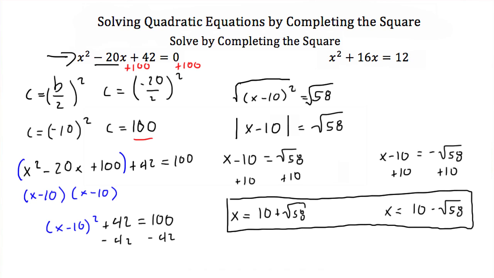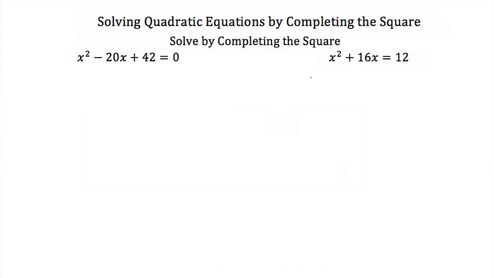Let's try our next example. Here we have x squared plus 16x is equal to 12. Now again, we do not have a perfect square trinomial. So we're going to complete the square and force the left-hand side to be a perfect square trinomial. So we're going to add a number to both sides. And what number do we add?